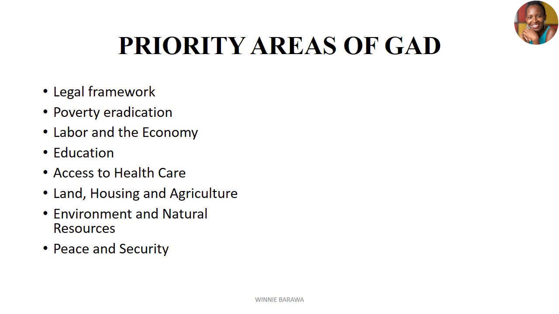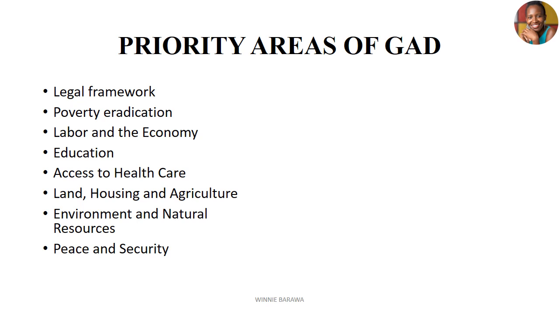So, for example, there are a lot of areas around the legal framework, like access to legal rights or access to legal litigation, freedom and all that. There's work around poverty eradication, especially for labor and economy, where people are looking at how we bring women's economic empowerment to society, looking at disadvantaged women, single mothers, or women who have poverty issues. How do we ensure that all that population is catered for? Access to education, access to affordable and proper healthcare, land, housing, and agriculture.